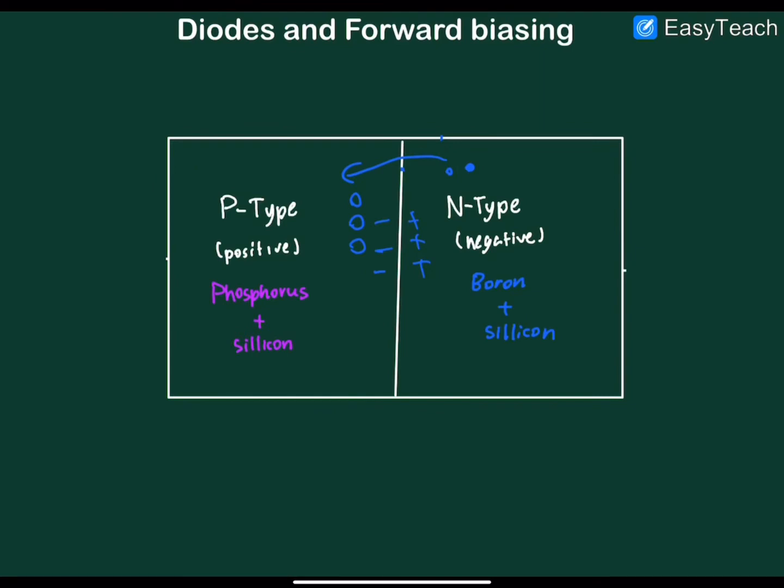We can solve this problem by adding a voltage. For example, this is the positive charge and this is the negative charge. Electrons inside the P region would be attracted to the positive terminal and repelled by the negative terminal. But this will only happen if the battery is strong enough to overcome the depletion layer, the change in the charge.